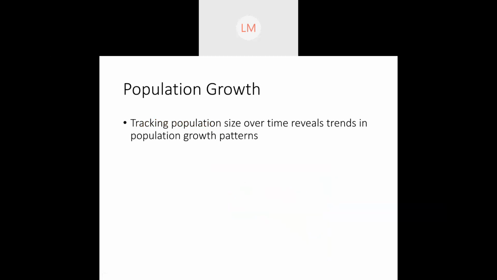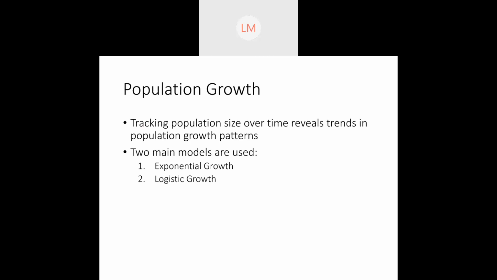So when we track these population sizes over time, when we're looking at the growth rate and the death rate, we can look at population growth patterns, how these populations are growing over time. There are 2 main models that we use to look at population growth. There's an exponential growth model, and then there's a logistic growth model.